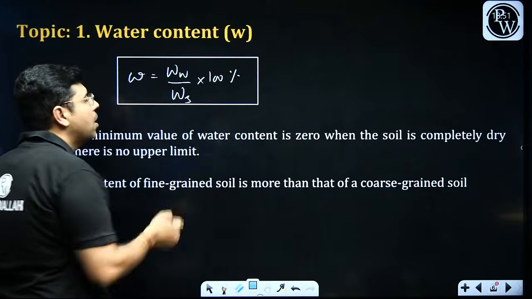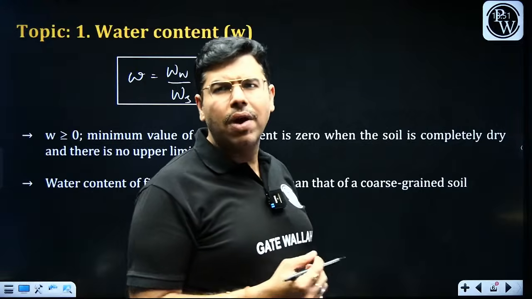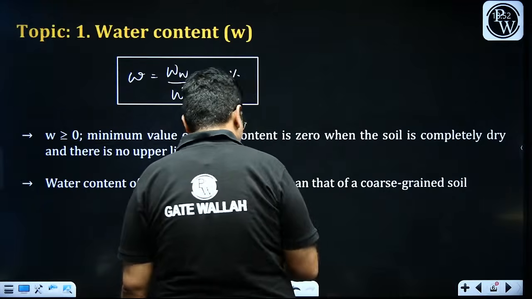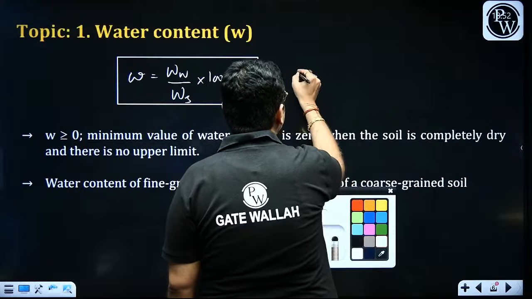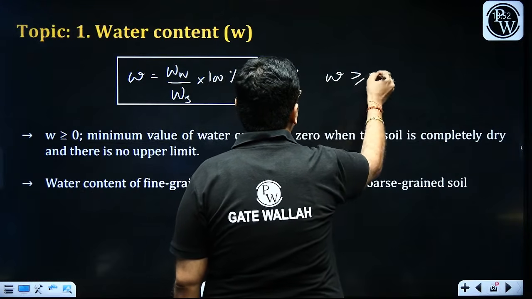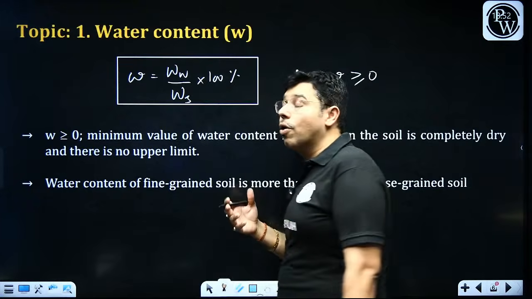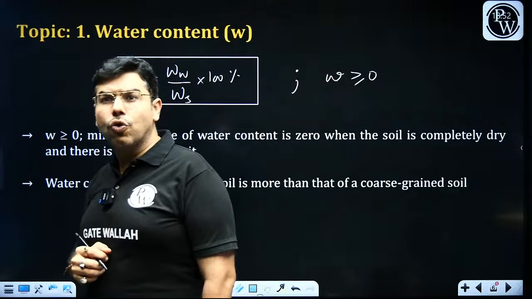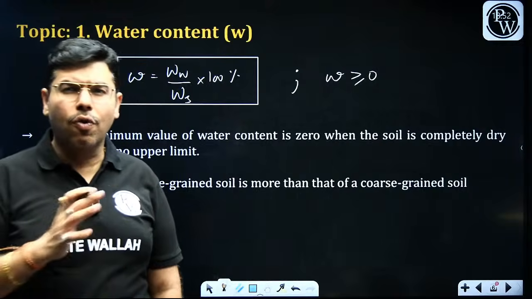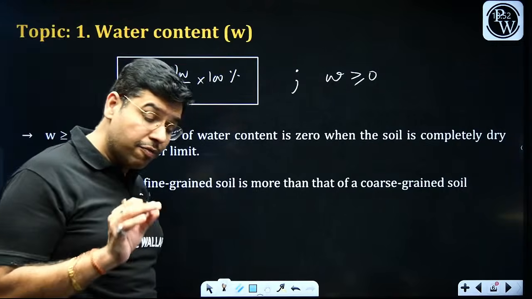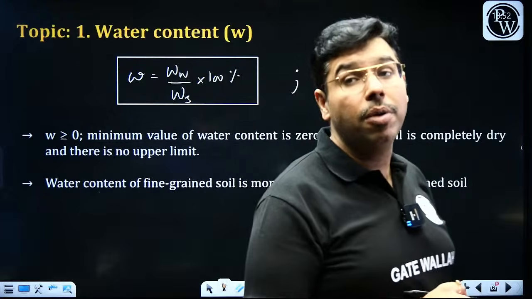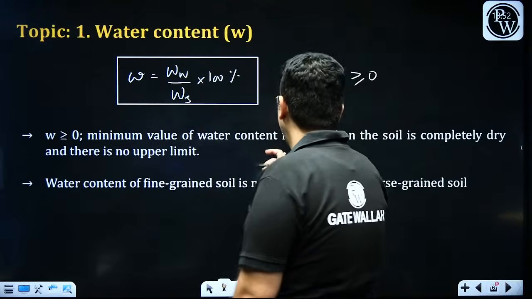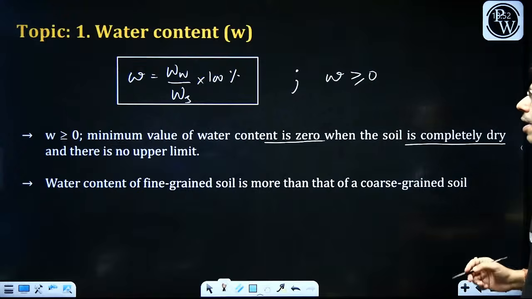Now the minimum value of water content can be 0 for a fully dry soil. If you have a dry soil, the water content is 0 and there is no upper limit of water content. Water content can be greater than 1 or greater than 100% in a few soils like bentonite clay. Those soils can have a very high value of water content. So, water content does not have any upper limit, but it has a lower limit, that is 0. It can't be negative, and it can be equal to 0 when the soil is completely dry.